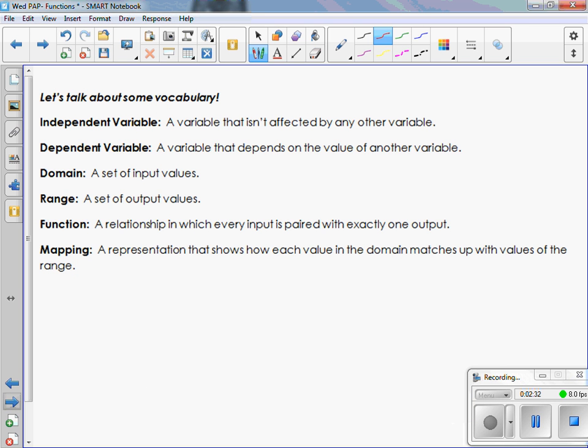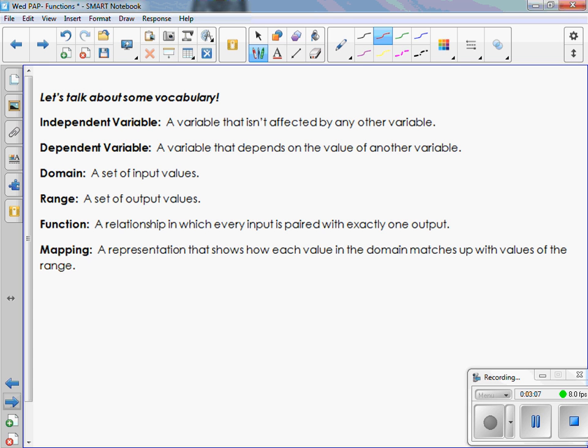So a few vocabulary terms. Independent variable, a few of these are review, a few of them are new. Independent variable is a variable that isn't affected by any other variable. In other words, it just happens regardless, like the passage of time is a good example of that. The dependent variable is a variable that depends on the value of another. For example, the amount of money you make depends on how many hours you work. So the amount of money you make would be the dependent variable, while the hours worked would have been the independent.